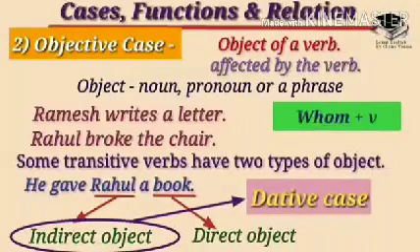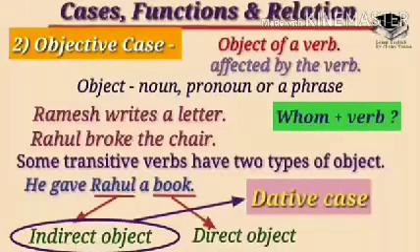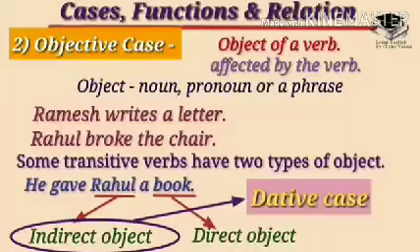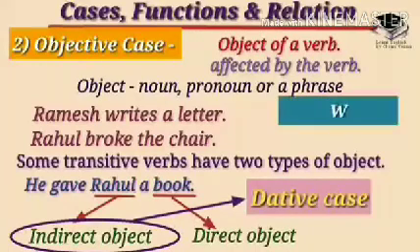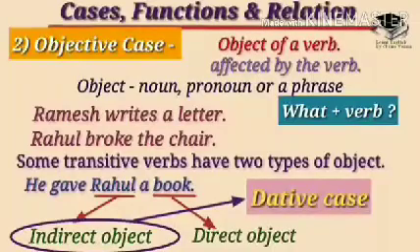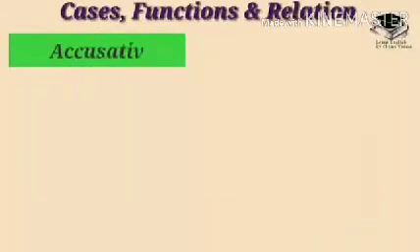And how can we find out? By asking the question whom to the verb. By asking whom, the answer will be the indirect object, and it is also the dative case. Okay? And whom and what. Whom means living things, and what means non-living things. By asking the question to the verb, whichever thing gives the answer, you can find it out simply.